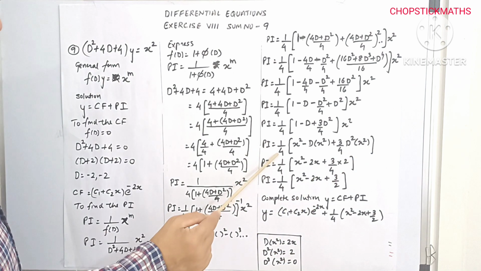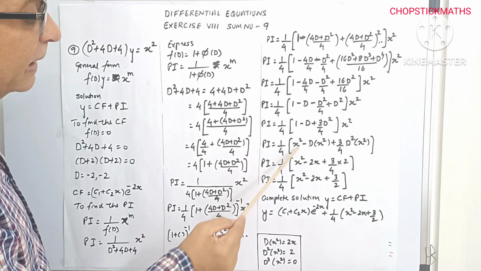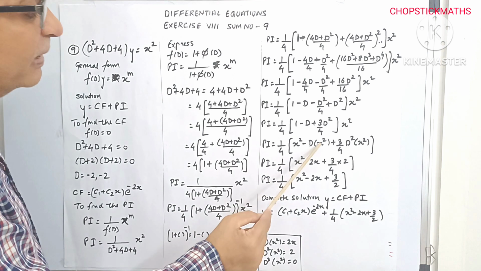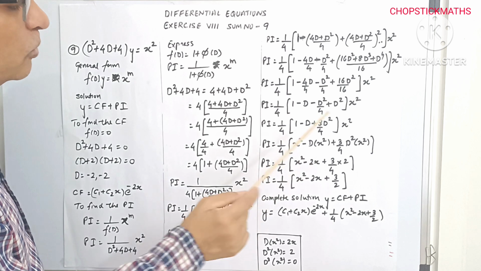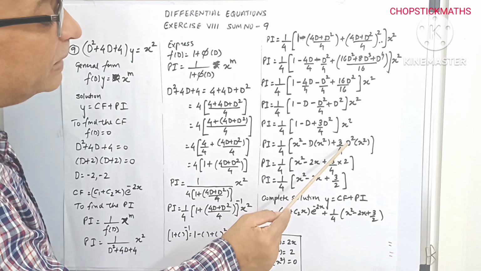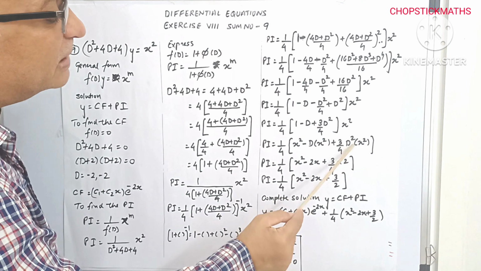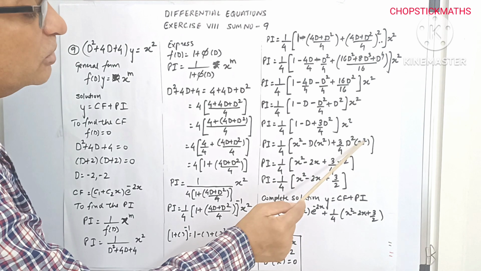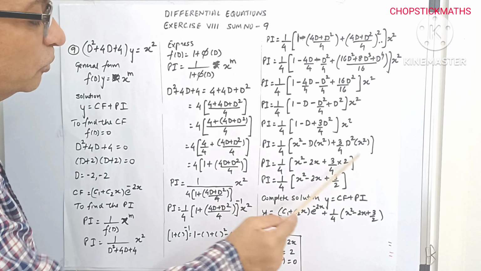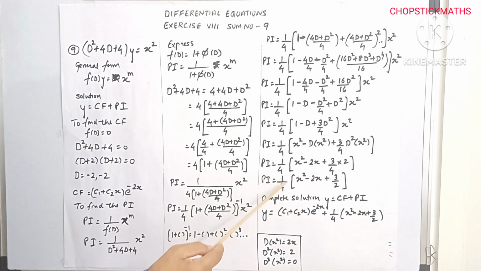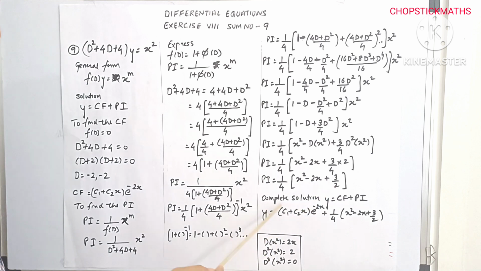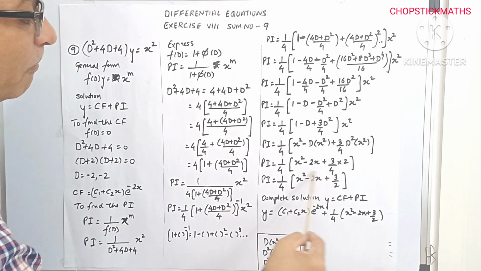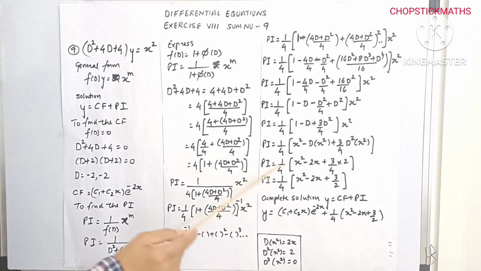This would be PI is equal to 1 upon 4 into bracket x². Now d of x², meaning the first order derivative of x², will be 2x, so this will be minus 2x plus 3 by 4 into d² of x², meaning the second order derivative of x², which is 2. So this will be 3 by 4 into 2. So this would be PI is equal to 1 by 4 into bracket x² minus 2x plus 3 by 2. So this is the particular integral of the differential equation.